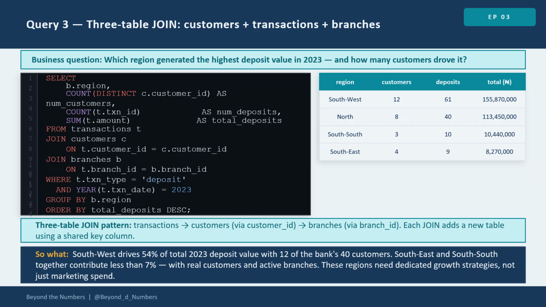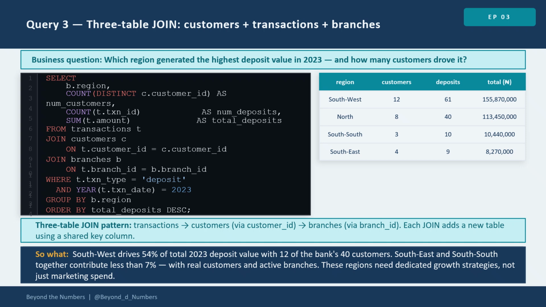Look at the query structure. From transactions, that is our starting table because it has both the customer ID and the branch ID. Join customers on customer ID. This brings in customer information. Then you join branches on branch ID. This brings in the region. So 3 tables, 2 joins, and the pattern is the same.